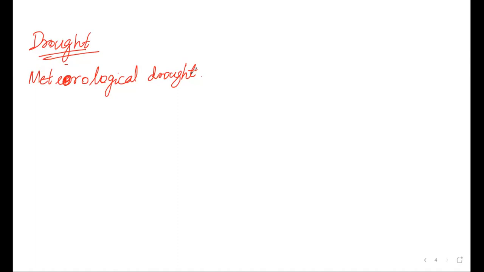It is a type of drought that can happen because of reduced rainfall for a specific period below a specific amount. So what is this specific period? What is the specific amount? The Indian Meteorological Department defines meteorological drought like this.